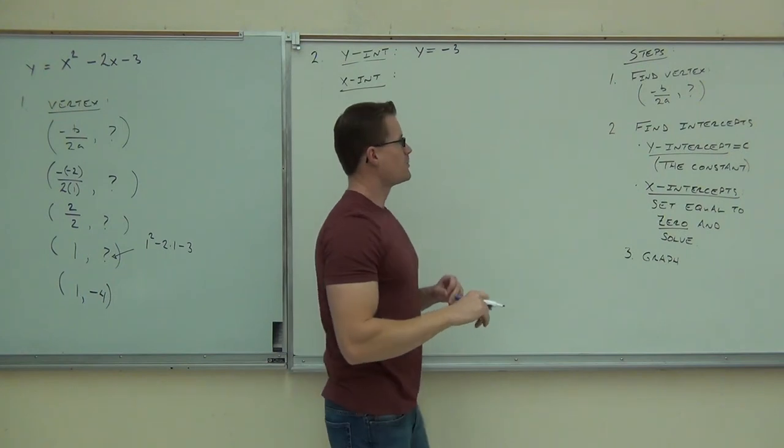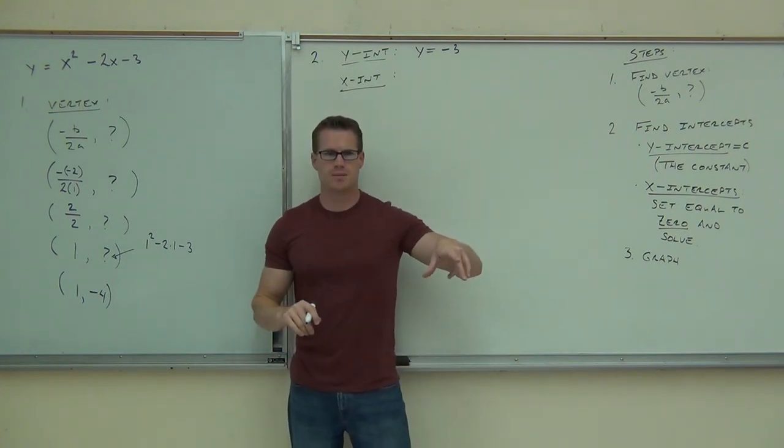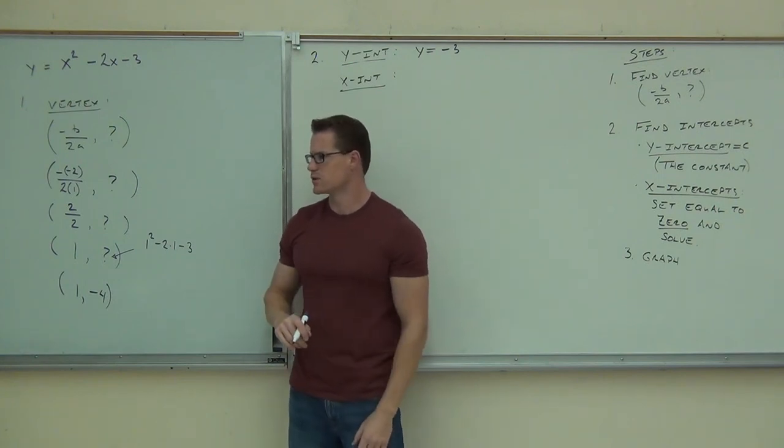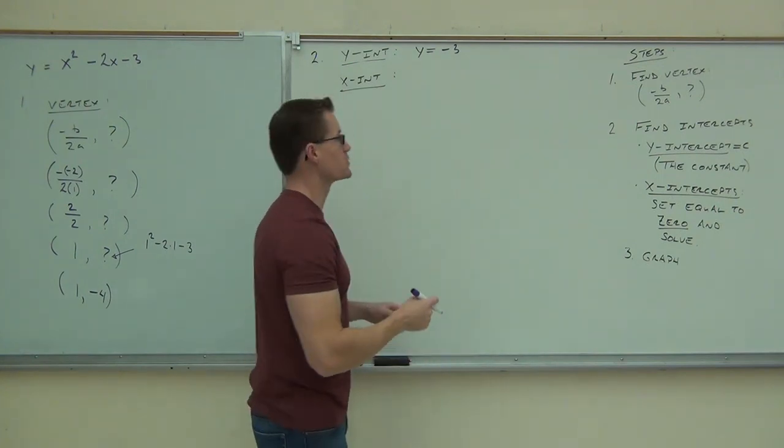By the way, should our parabola be upward facing or downward facing here? Can you tell me that? Upward. Should it be narrow, wide, or normal? Normal. Good. Upward facing, normal looking parabola is what we should get out of that.